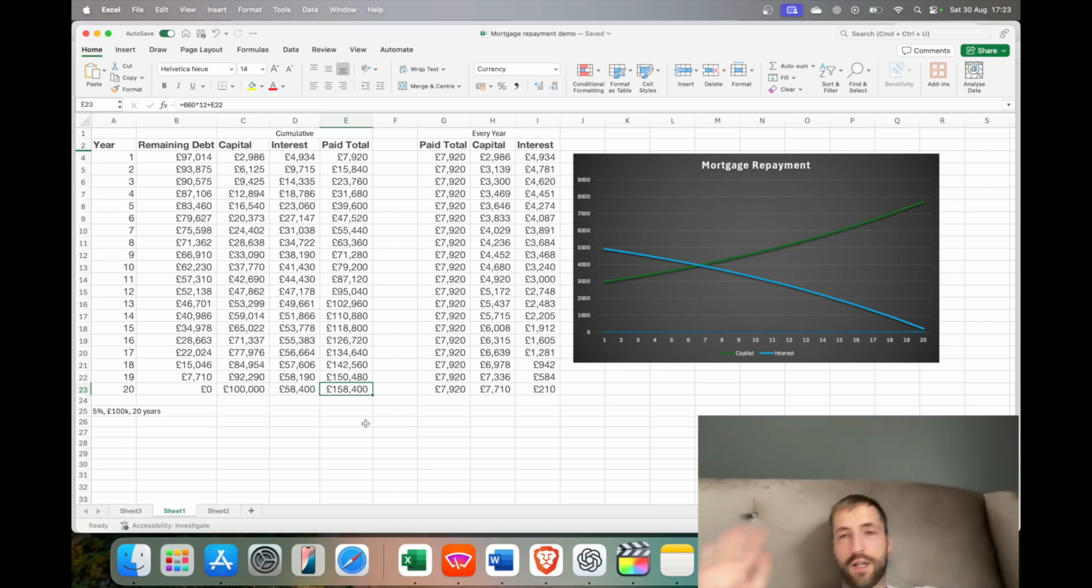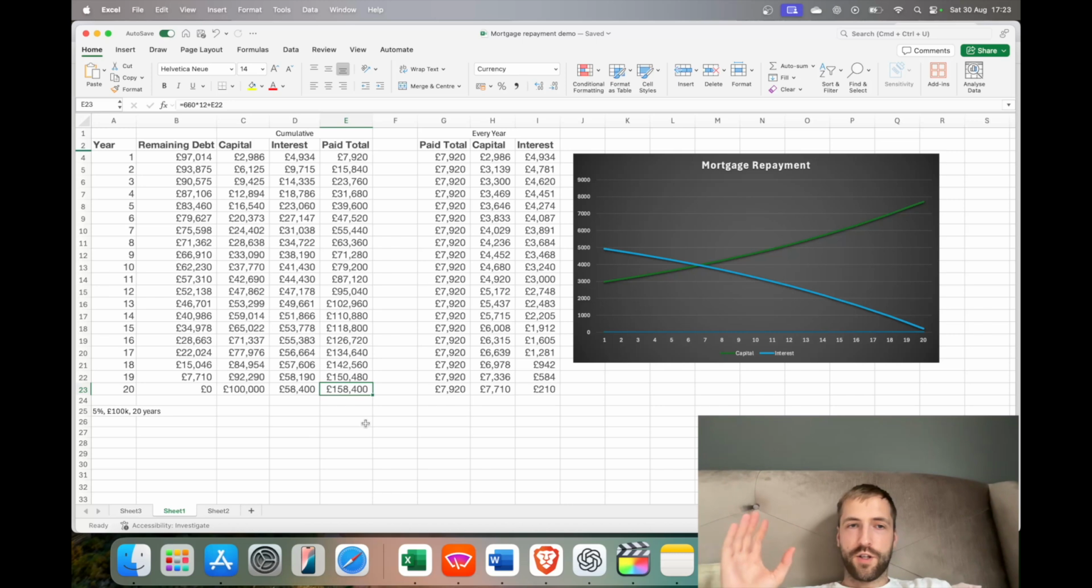Is it good? Is it bad? It's up to the different people to judge. Some will say it's amazing because of inflation. Some will look at it and be like, oh my god, I'm borrowing 100 and paying out almost 160 back. It's horrible. That's not what I'm here for. I'm here just to understand how the capital and the interest work during that time.